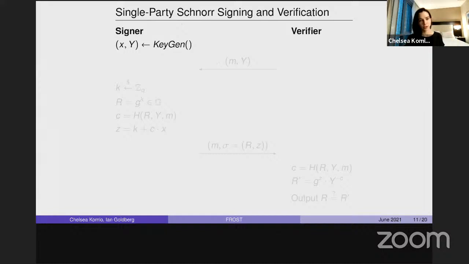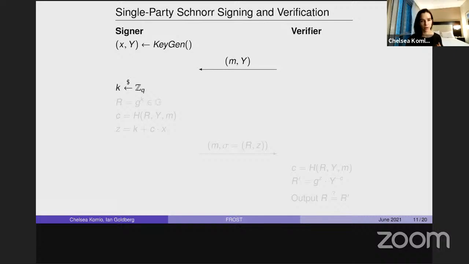So now I'm going to quickly remind you of single party Schnorr, and then we'll look at how FROST compares. As I said, FROST is compatible with single party Schnorr verification, but I'll walk through the whole signing protocol. In single party Schnorr, you start by performing key generation as the signer. And then in order to sign, the verifier will send the message and the public key.